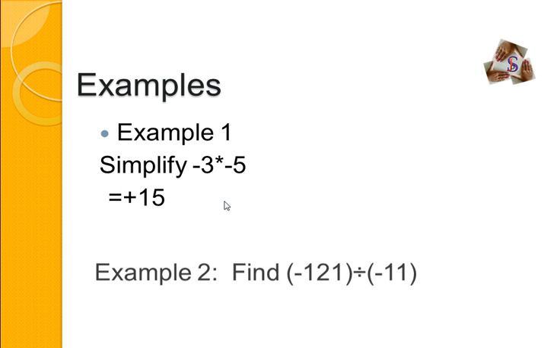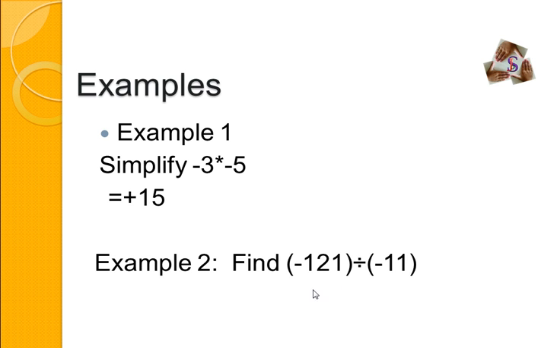Next example. Find -121 divided by -11. So, step 1 tells you to divide the coefficients. So 121 by 11 is 11. What about the sign? Are they the same or are they different? Here the signs are the same. So the final sign that we will put is positive.